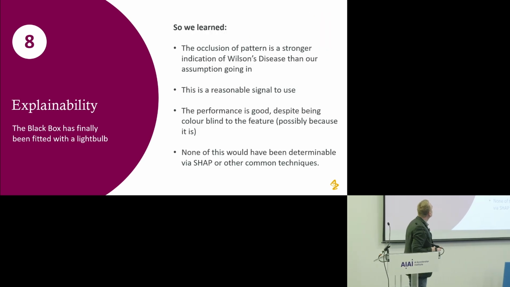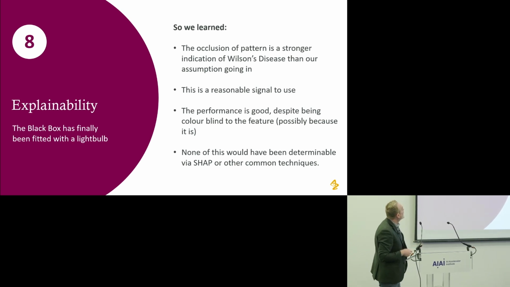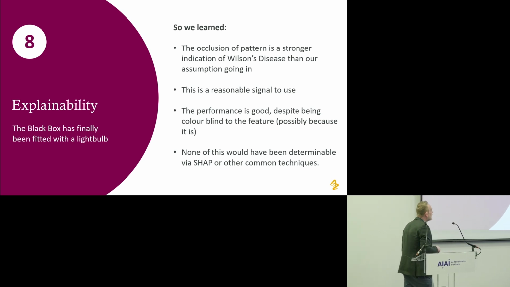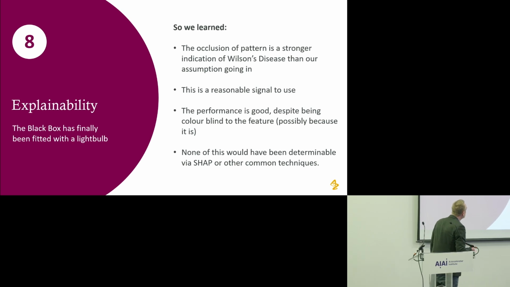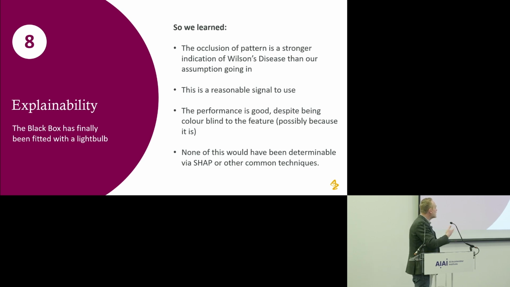So what did we learn? We learned that occlusion of pattern is a stronger indication of Wilson's disease than our assumptions going in. This is a reasonable signal to use. Performance is good despite being colorblind, possibly because of it. And none of this would have been determinable using any of the other methods that we would normally reach for. Things like SHAP gradient explainers and so on, which, like I say, are really cool. You should use them.